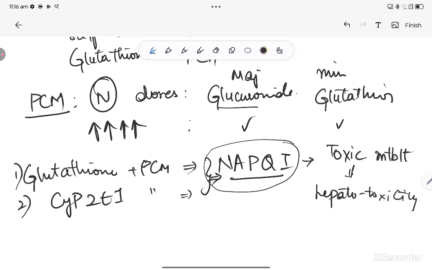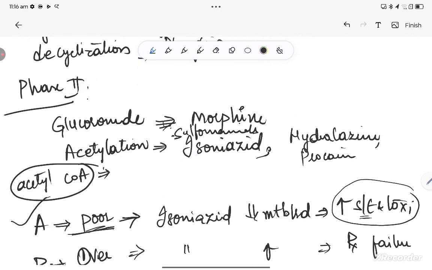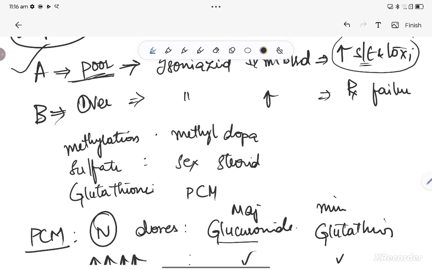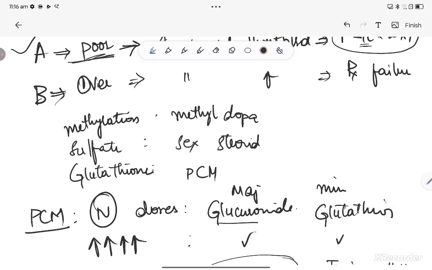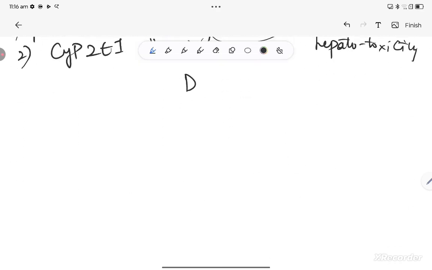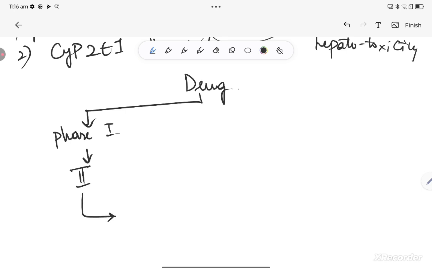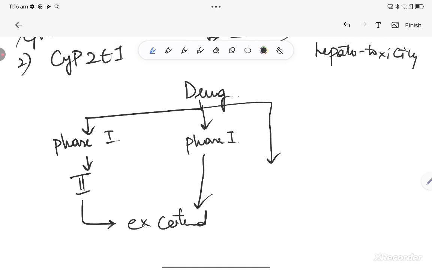Now, with this background, let us understand one small flow chart. Whenever a drug is taken by any patient, it has to undergo phase 1 followed by phase 2, so that it gets easily excreted. But some drugs directly after phase 1 get excreted. Some drugs directly enter into phase 2 and get excreted. Without all this also, some drugs undergo spontaneous excretion.